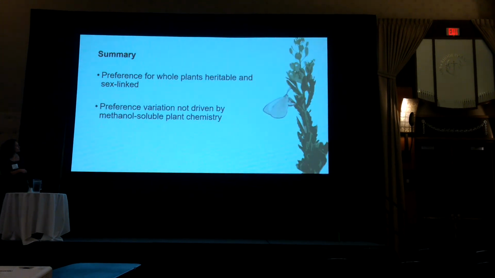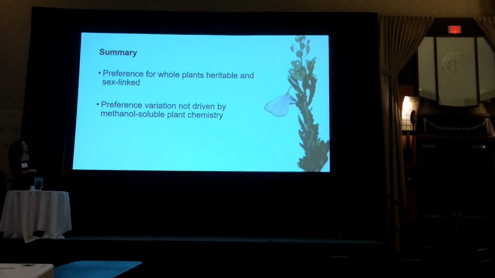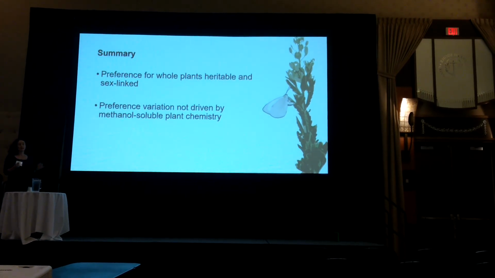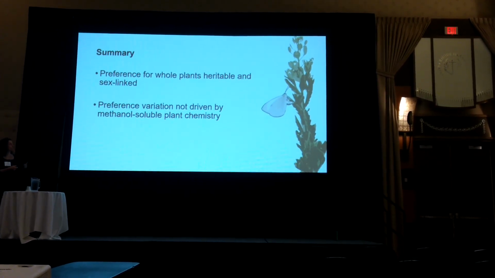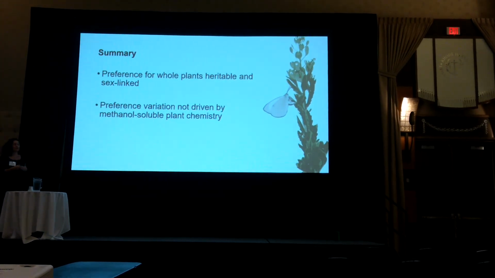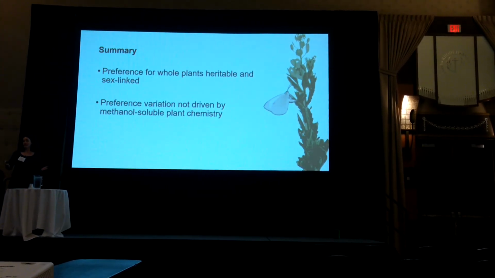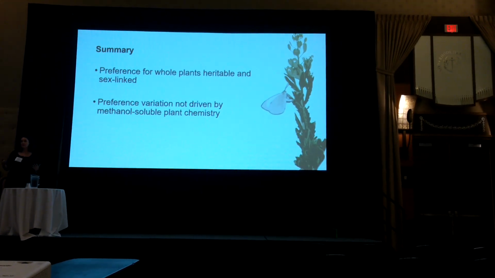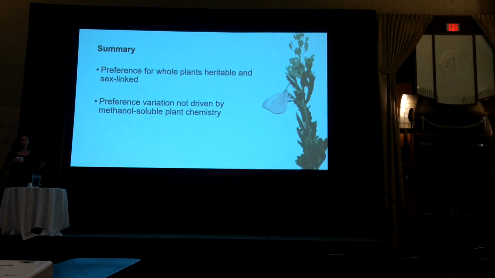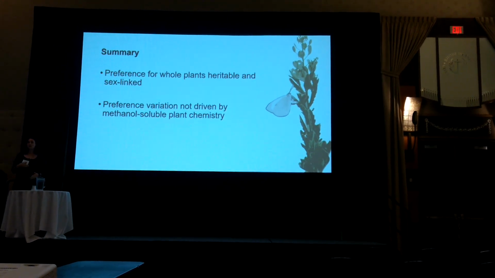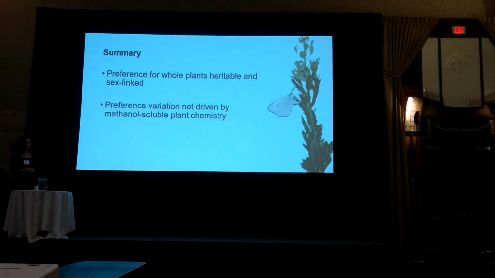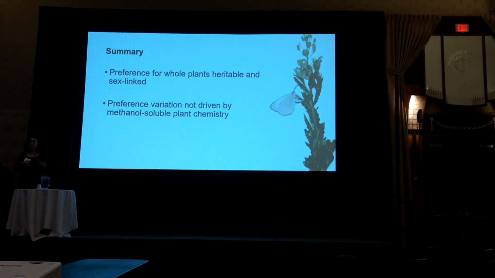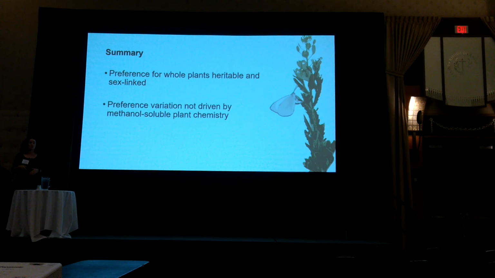So, just to summarize, we found that preference for whole plants is heritable and sex-linked, but the preference variation is not driven by methanol-soluble plant chemistry. One thing I want to say is, you saw those scatter plots. There's a considerable amount of variation. These are behaving individuals that encounter a lot of different plants. So what we're also looking into is behavioral plasticity based on their experience and how that might also be buffering these populations from any selection pressures from this invasive plant.